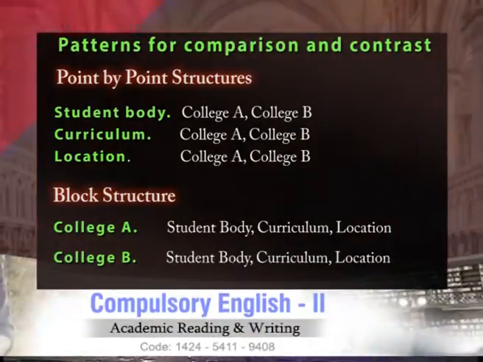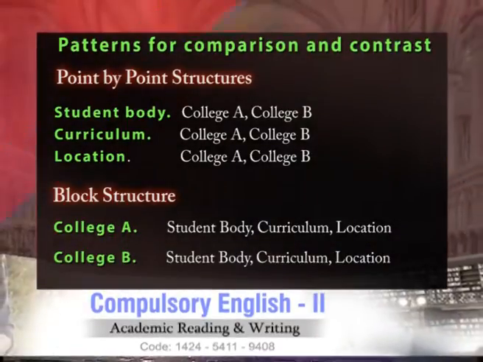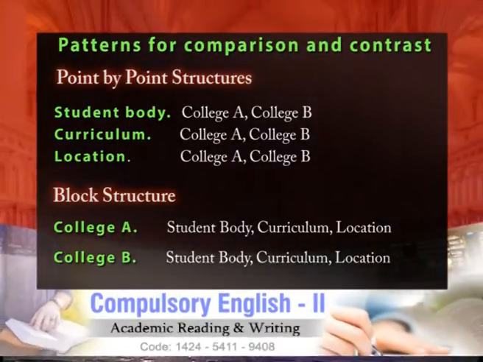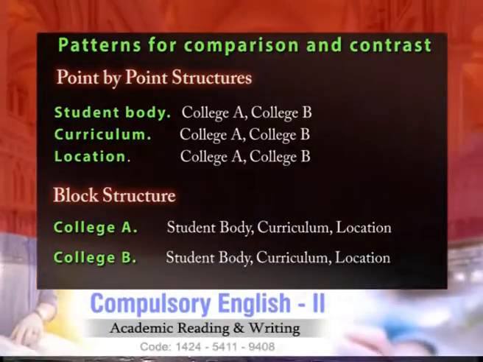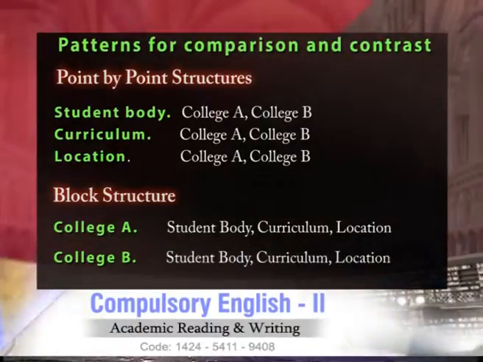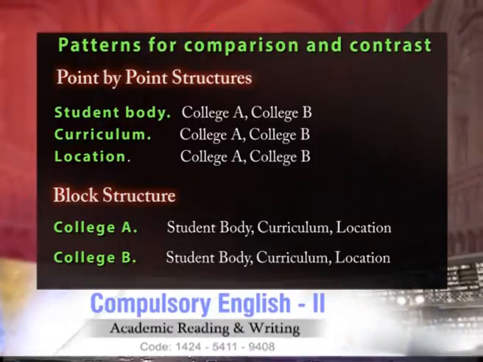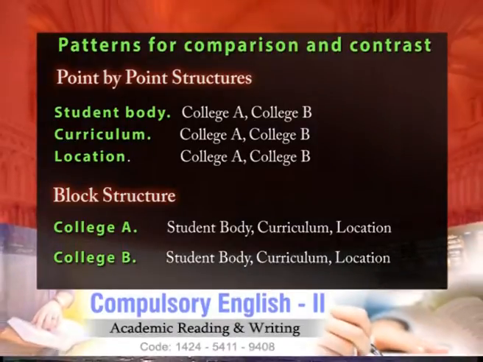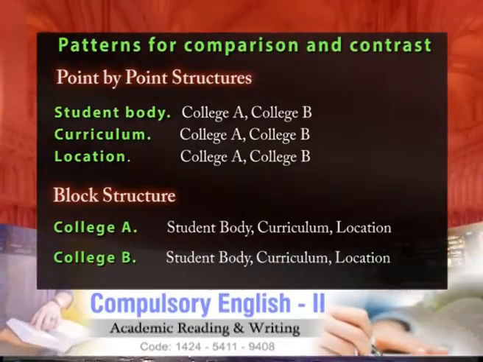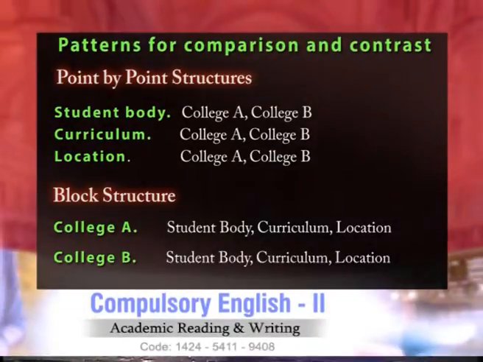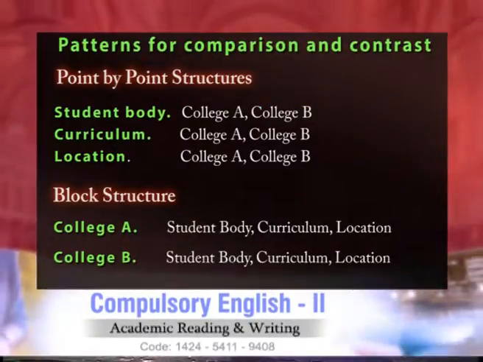In point-by-point structure, you can see that the points of comparison, student body, curriculum, and location, for college A and college B are being discussed. If you look at the screen, you see that the two objects being compared are college A and college B. You can compare college A and college B in two ways, either by point structure or by using block structure.